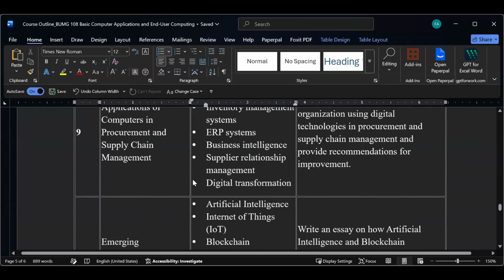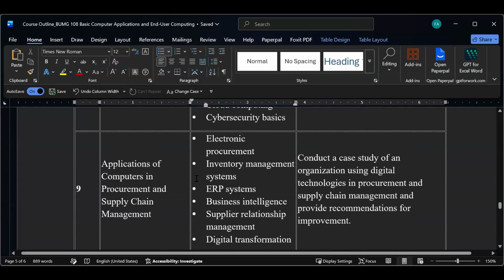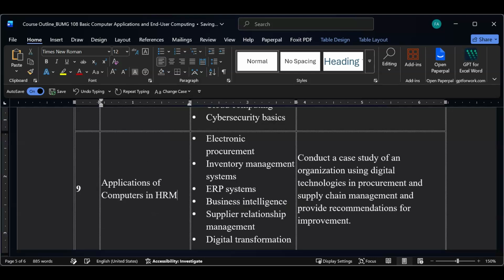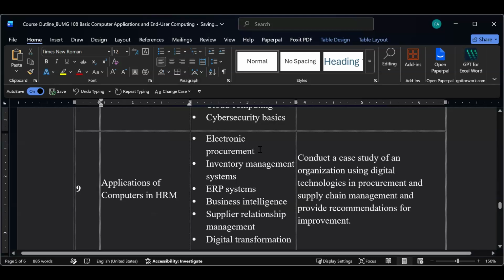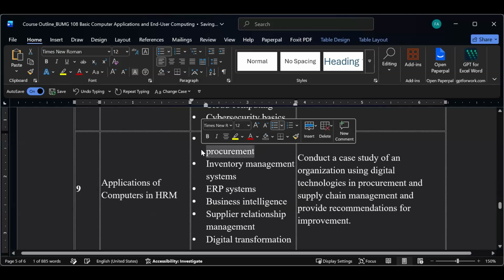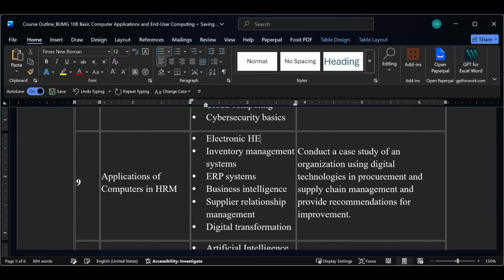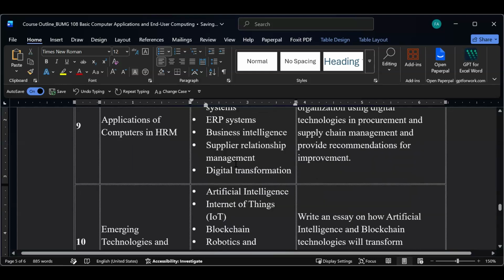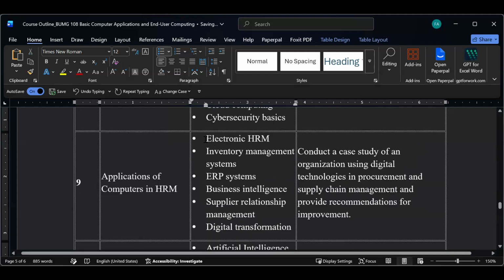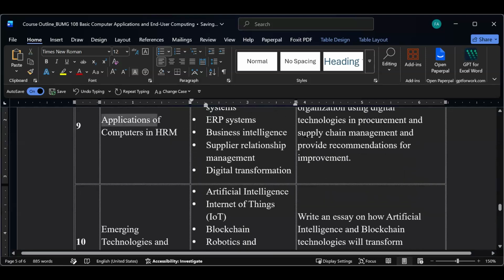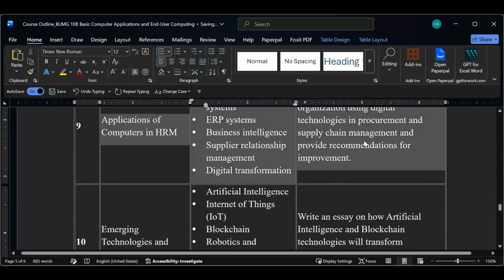Week 9, getting to the end of the semester, there will be applications of computers, so this will be in human resource management. So electronic HRM, call it. I have to look at this again as it pertains to human resource. So I'll come back on the HRM.